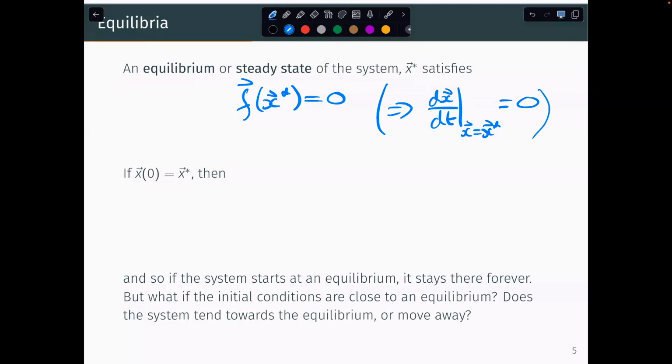What does this mean then? Well, it means that if our initial population, X at time 0, is equal to this X star, all of our state variables are equal to ones given by this X star, then dx dt is just going to equal 0 for all time. So if you start there, you stay there. That's all it really means for it to be an equilibrium. And we stay there forever. That's not super interesting, though. We're pretty unlikely in general to start at an equilibrium.